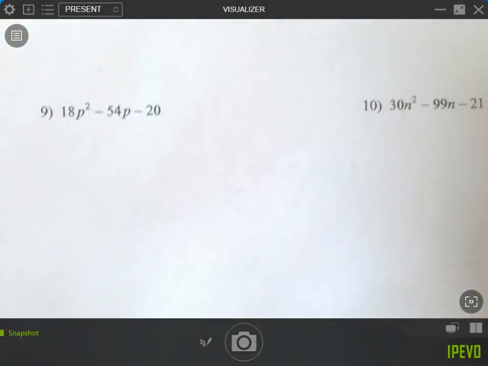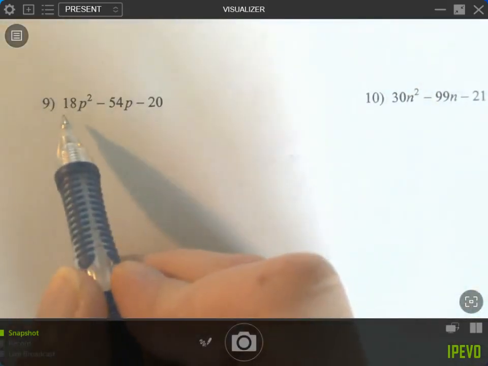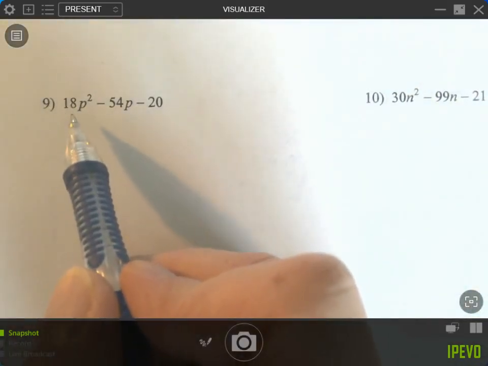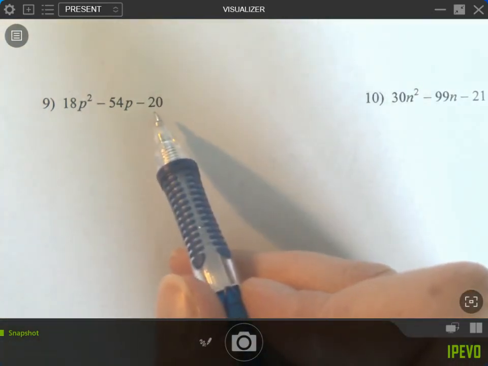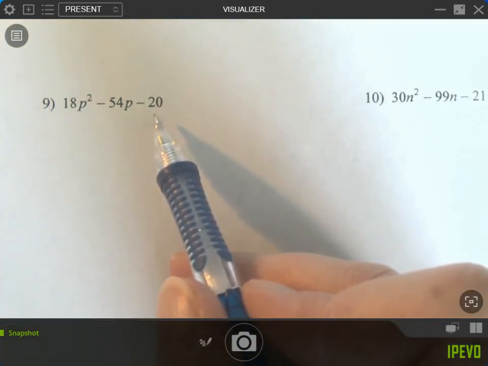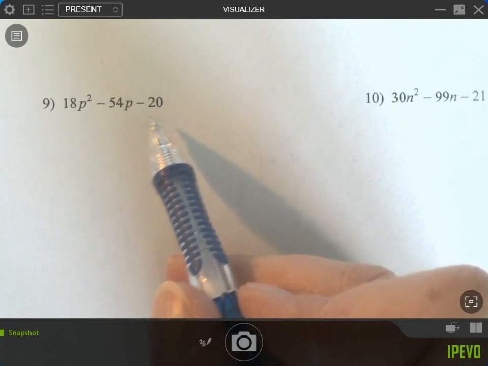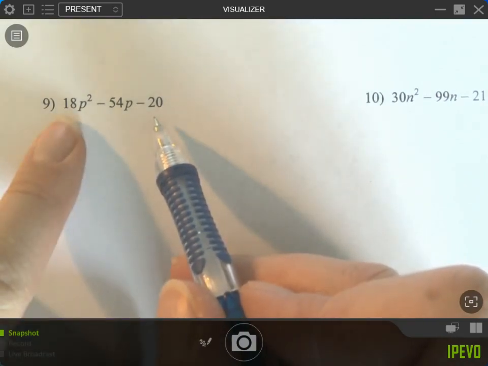Okay, now, I had some people working ahead because they were done with these two, and they were making this harder than it was. Because they jumped in and said, okay, what are the factors of 18? 6 and 3, 9 and 2, 1 and 18. What are the factors of negative 20? Negative 2 and 10, negative 4 and 5, negative 1 and 20. So do you see that each of these has 3 factors?